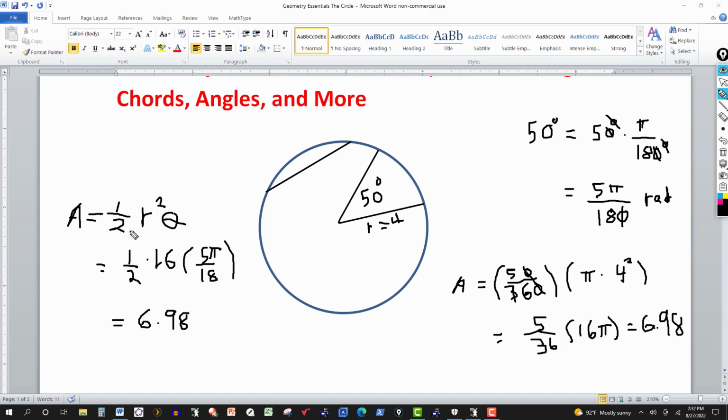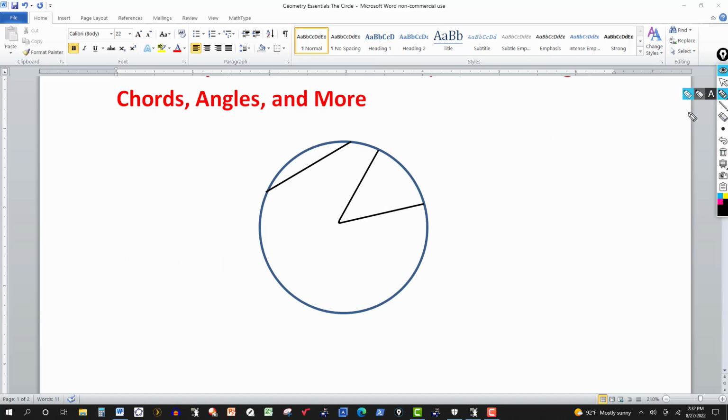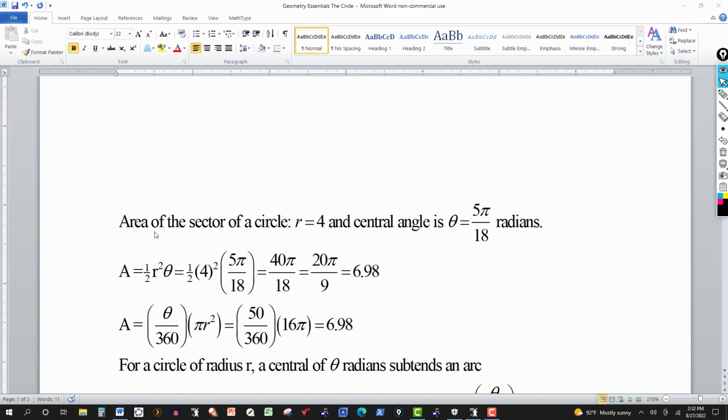So you have the option of using either formula depending on what they tell you or what you have available. But if the angle is given in degrees and you're using this formula here, you have to convert it to radians. As you can see, I did this over here in more detail.